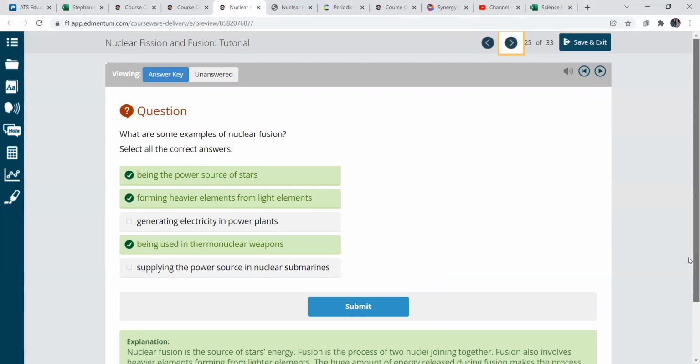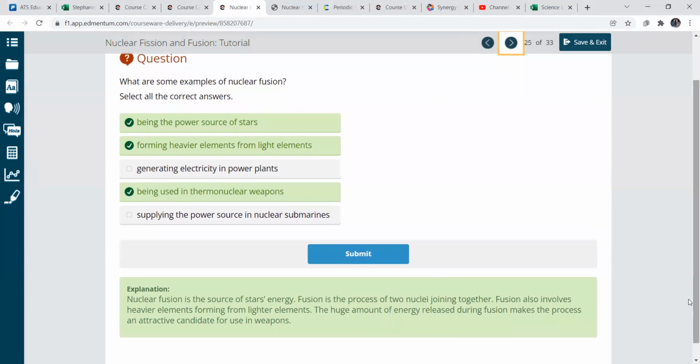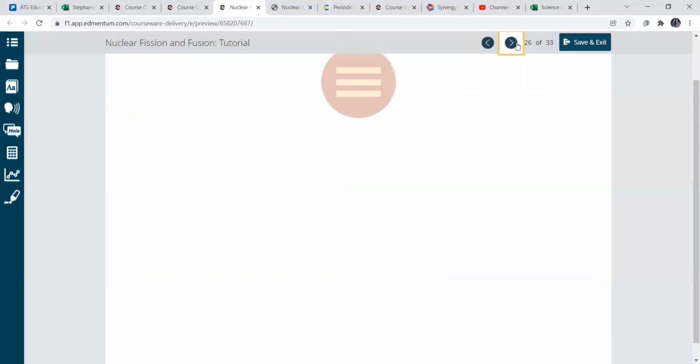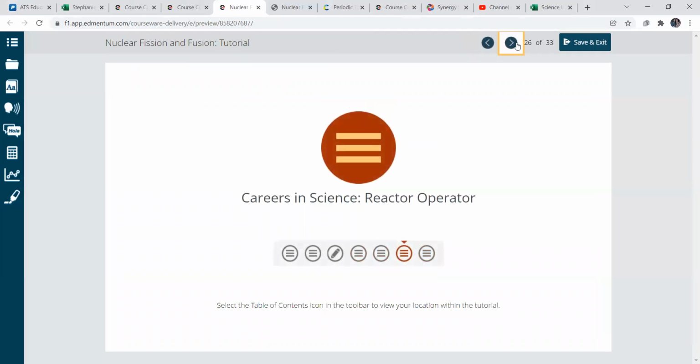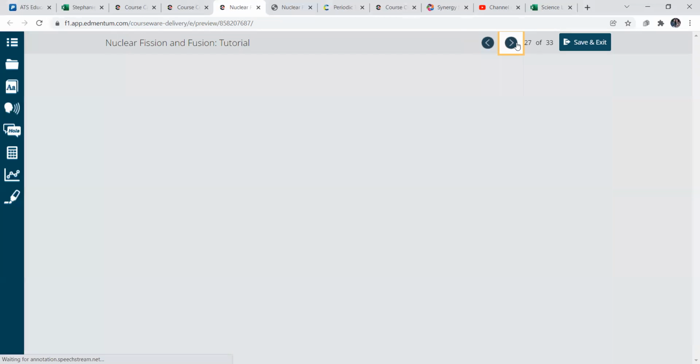If you go down here, it says, here's the explanation, and I'll read this to you because this is a little bit helpful as well. Nuclear fusion is the source of a star's energy, and fusion is the process of two nuclei joining together. So fusion always involves heavier elements forming from lighter elements. So it becomes heavier because you're combining lighter elements together and then it gets heavier.